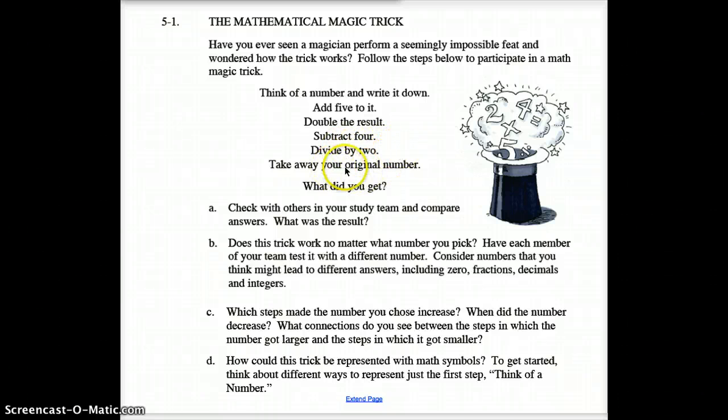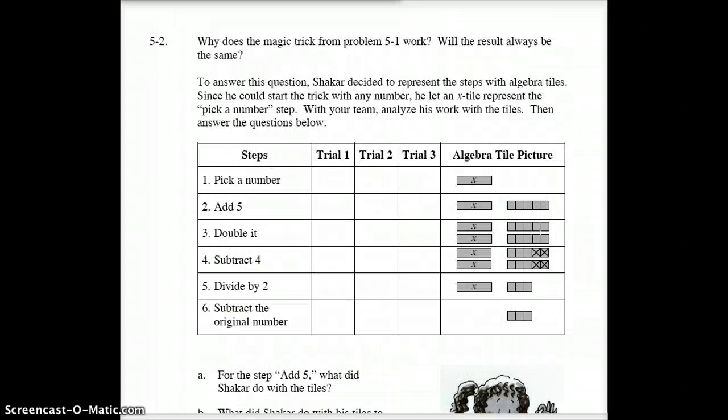Then subtract your original number. Whatever was the original number, subtract it. What did you get? Well, if you did it correctly, we'll move this to the next page. There it is. If you did it correctly, everybody should have got the same answer of 3. It's magic, I know, it's just incredible.